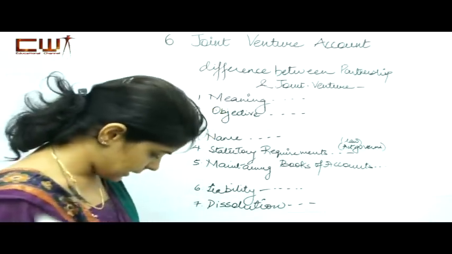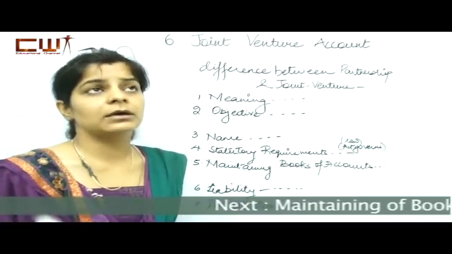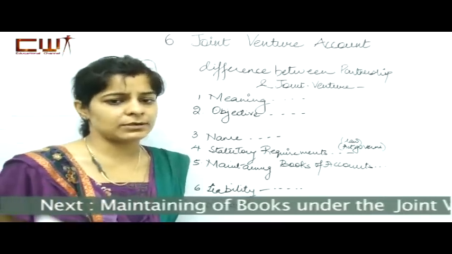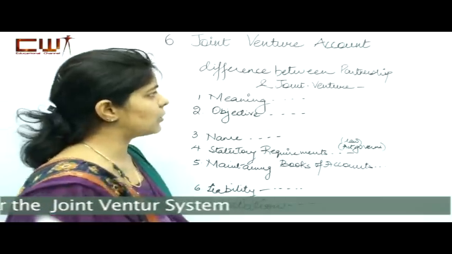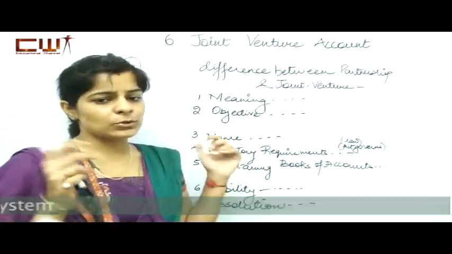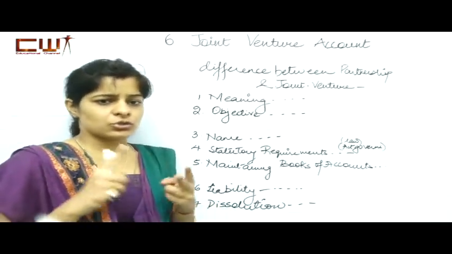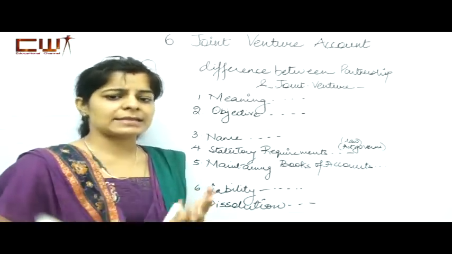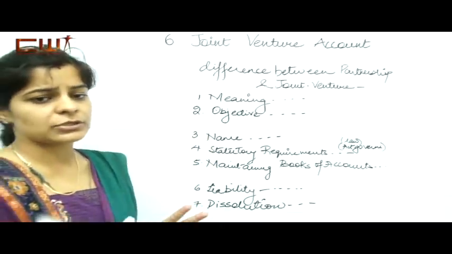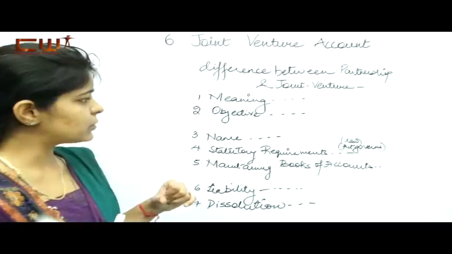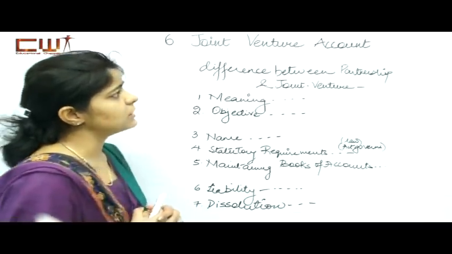Next, what we will study under joint venture account would be the journal entries, how you pass the journal entries. You have two ways of passing the journal entries under the joint venture account. I will just discuss that. No separate books are maintained, and separate books are maintained, right? These are the two ways your joint venture account operates. So we'll switch to the next topic of maintaining of books under the joint venture system.